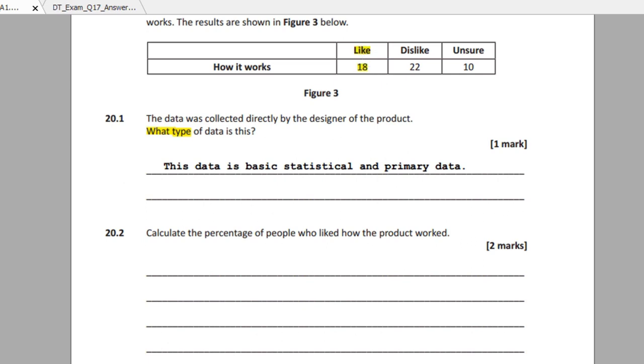So what you do is you would have to total up all of this. First off, I would show the examiner that I understand the question by adding all these up. So first of all, you would add 18 plus 22 plus 10, which equals 50. Then we would go 18 divided by 50. You have to bracket this as well.